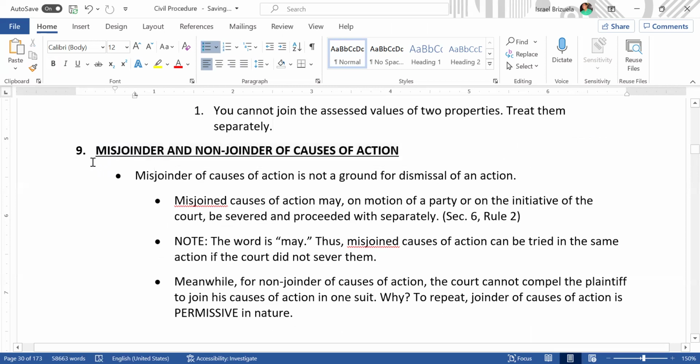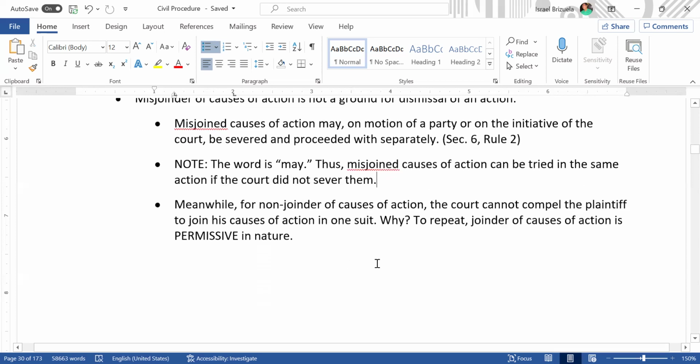Misjoinder and non-joinder of causes of action. Misjoinder of causes of action is not a ground for dismissal of an action. Misjoined causes of action may, on motion of a party or on the initiative of the court, be severed and proceeded with separately. Note the word is "may." Thus, misjoined causes of action can be tried in the same action if the court does not sever them.